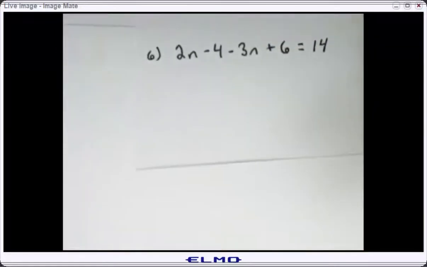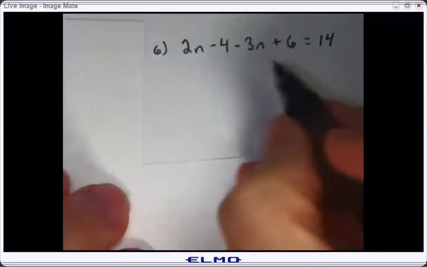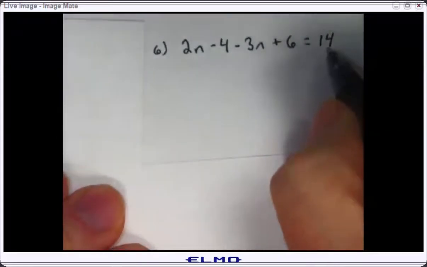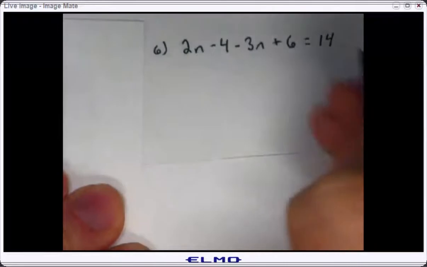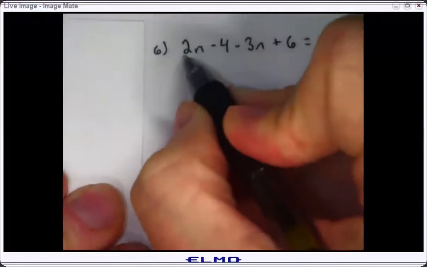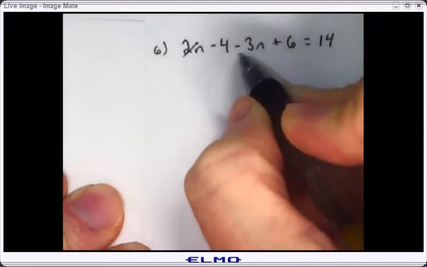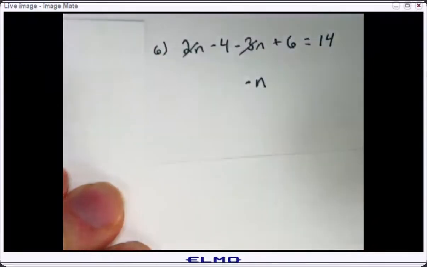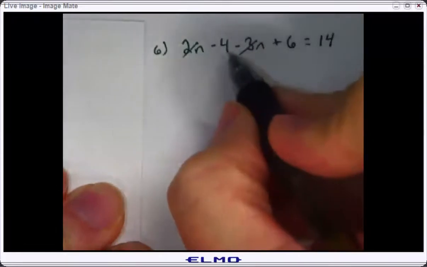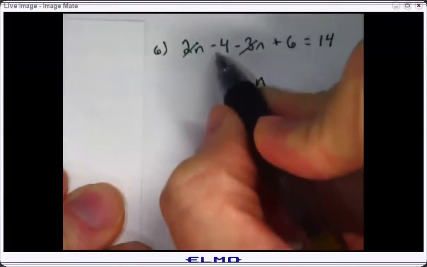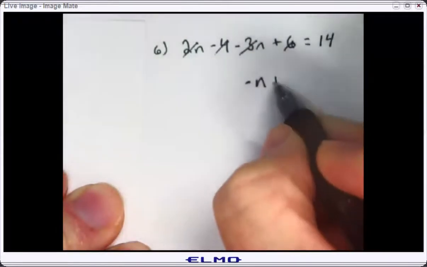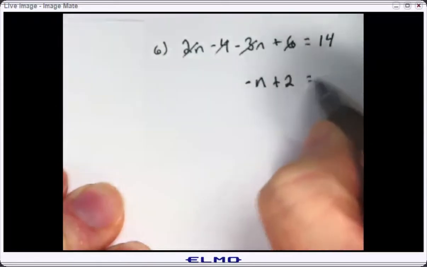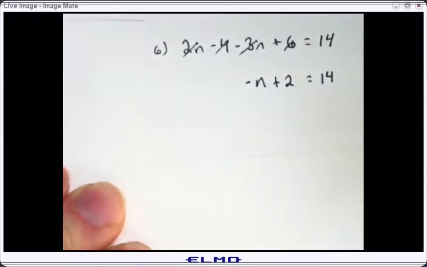Number 6, I have 4 terms on the left side of the equation and 1 term on the right side. I'm going to simplify the left side by combining 2n and negative 3n gives me negative 1n, which is most simply written negative n. My constants are negative 4 plus positive 6, which gives me positive 2. And the right side is already in simplest form.